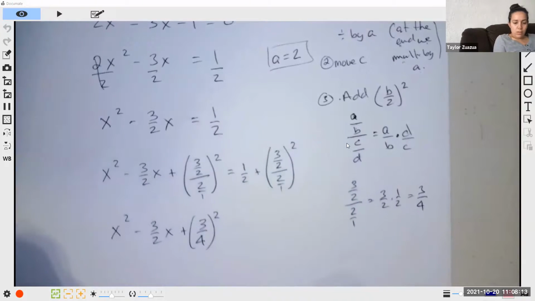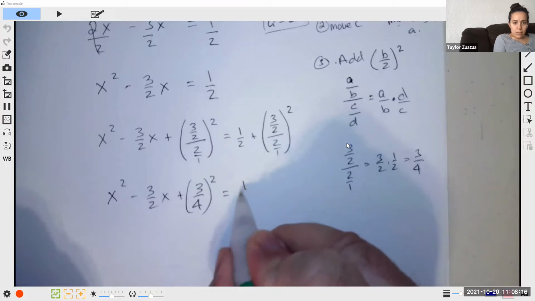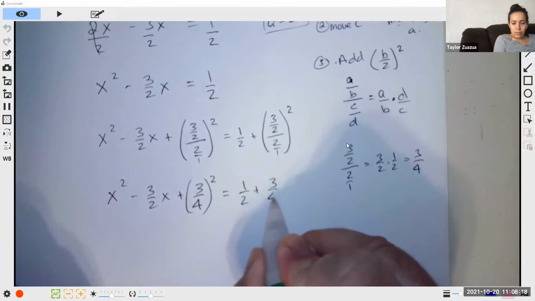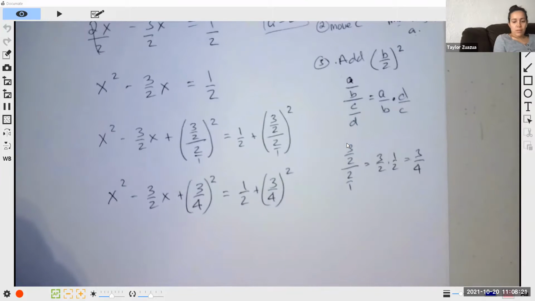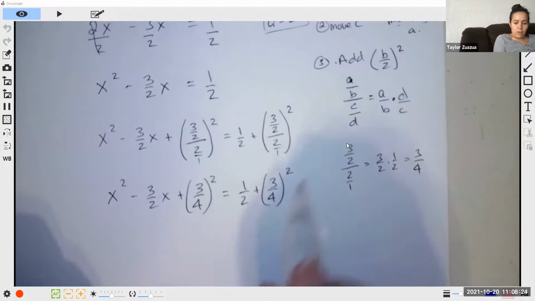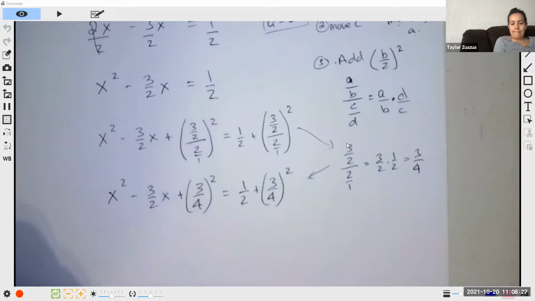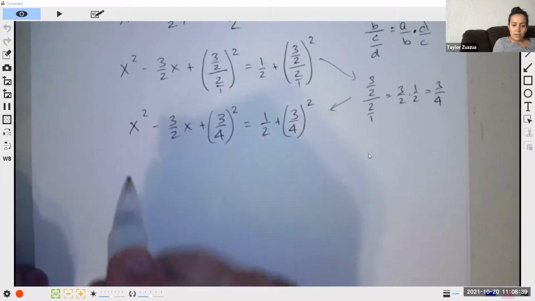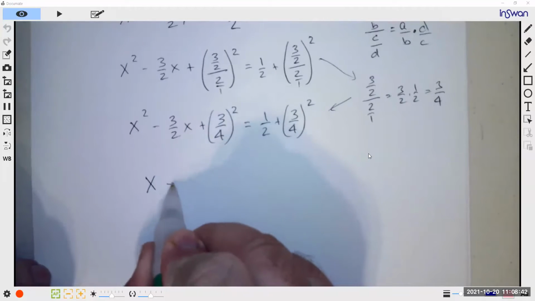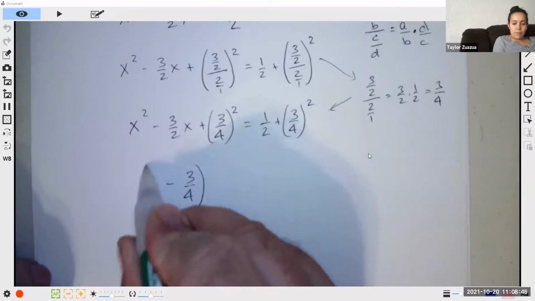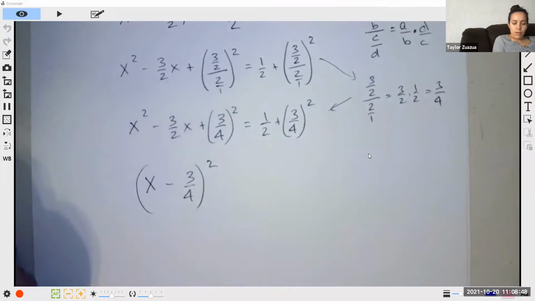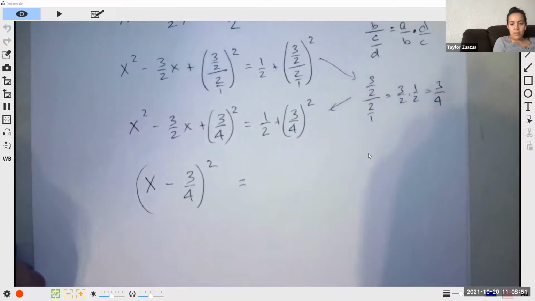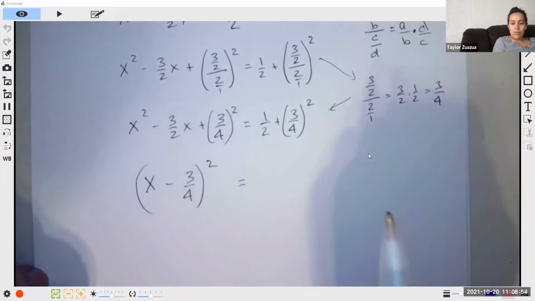So x squared minus 3/2x plus 3/4 squared equals 1/2 plus 3/4 squared. It seems like it's all complete the square. On the left side we have x minus 3/4 squared equals 1/2 plus.